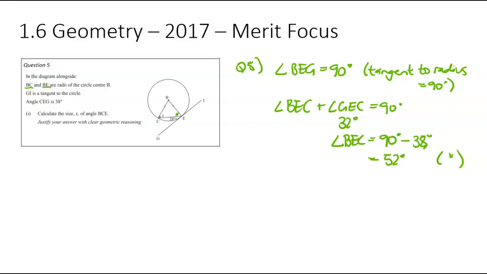Okay, so we've done that, and I guess the next step is x and that angle, the green dot that we just calculated, they are the base angles of an isosceles triangle, so they are going to be equal to each other. So I know that angle BEC will be equal to angle BCE. They are both going to be 52 degrees, and that's what x is. And that's because base angles of an isosceles triangle are always equal to each other.